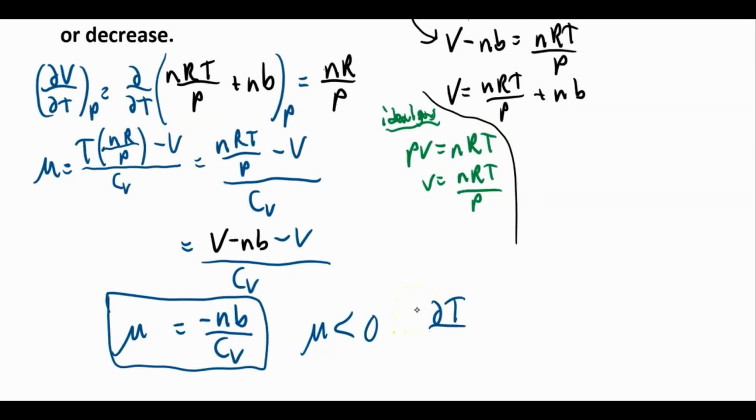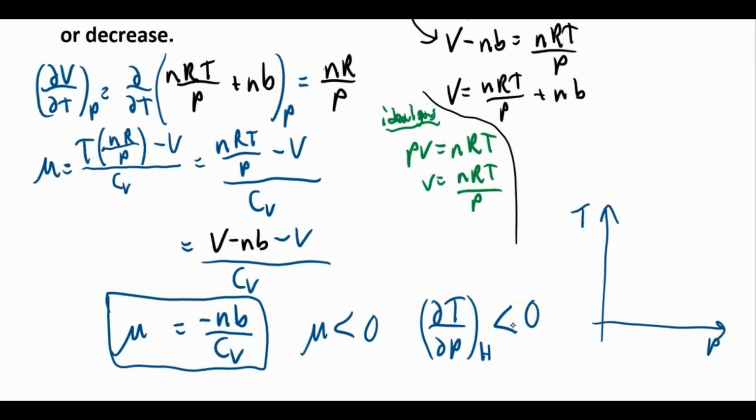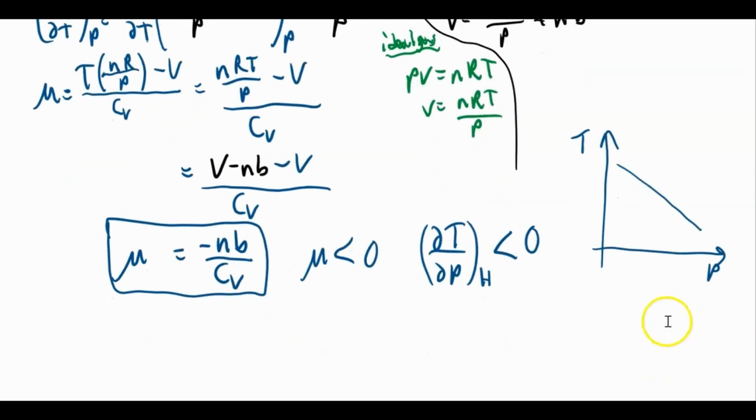And the change in temperature over change in pressure under isenthalpic conditions, this is mu, and this is less than 0. So when you think about increasing the pressure, the temperature goes down. If we think about a plot here, temperature versus pressure under constant enthalpy, the slope is going to be less than 0. Now if this is constant, it'll be like a constant slope here. So if we increase the pressure, the temperature goes down.